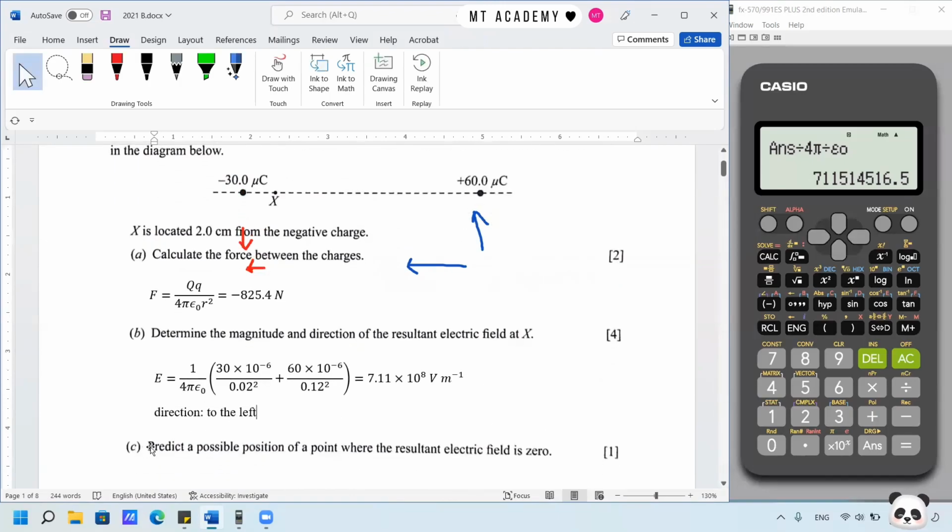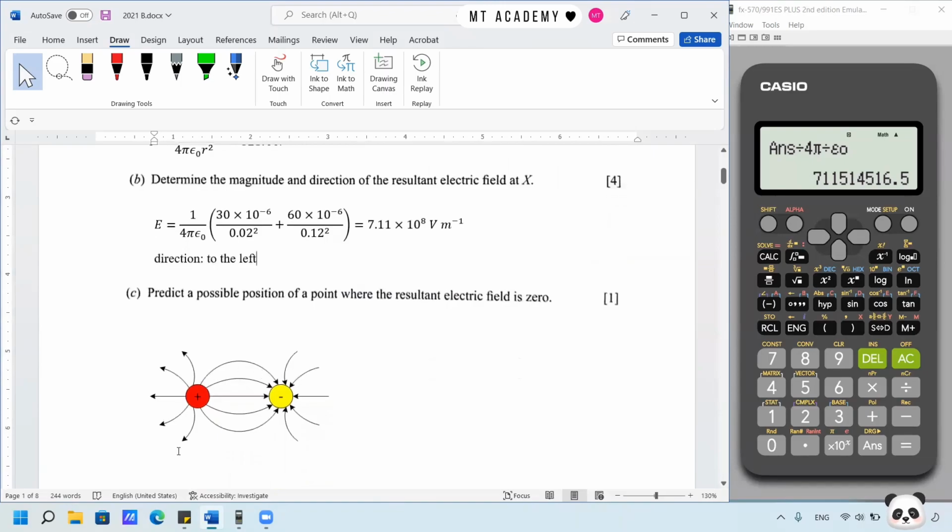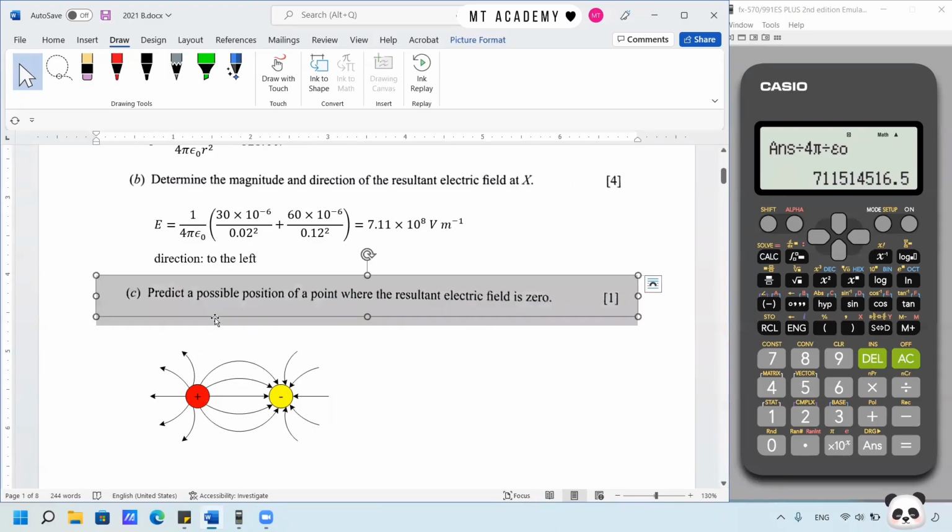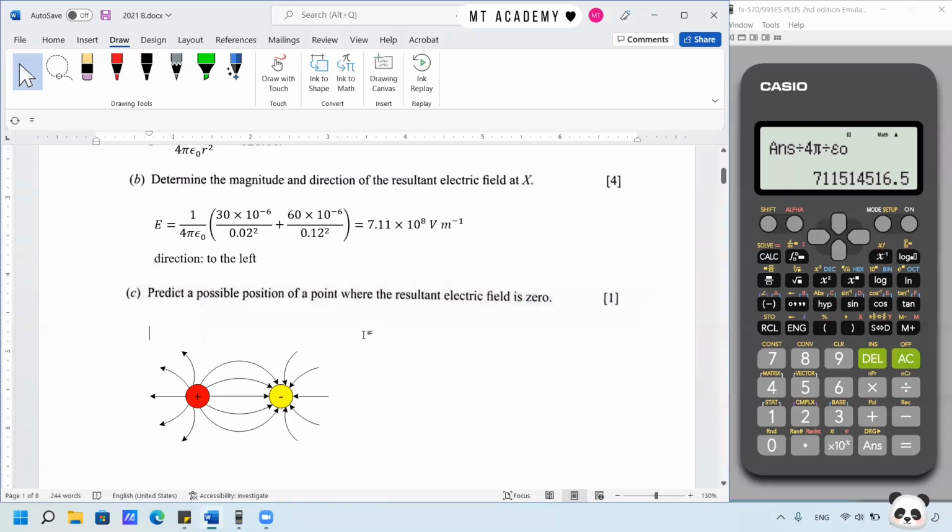The next thing is to predict a possible position of a point where the resultant electric field is 0. You have learned some diagrams about this before. There is an electric field between the two charges, and probably there will be an electric field on the left or right side also, if there are other charges nearby. For safety, we can provide the answer like above the positive charge.